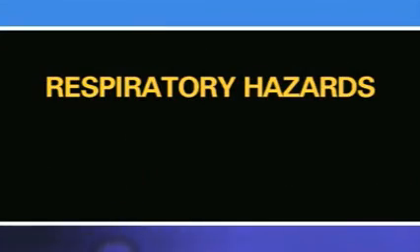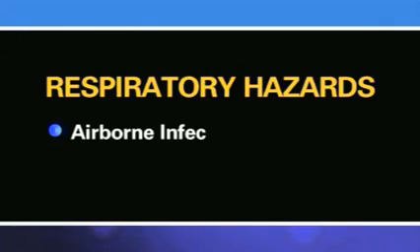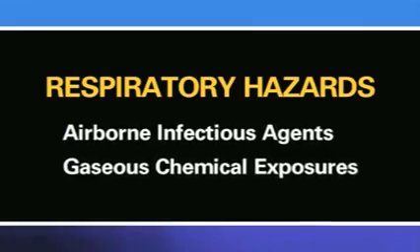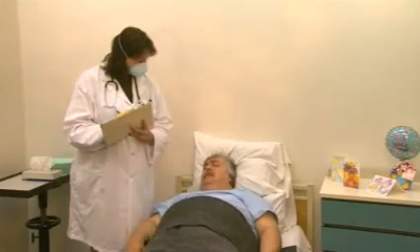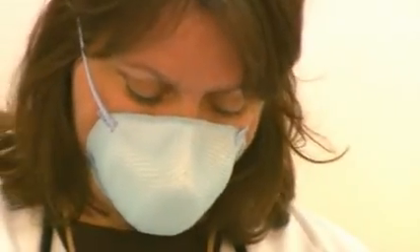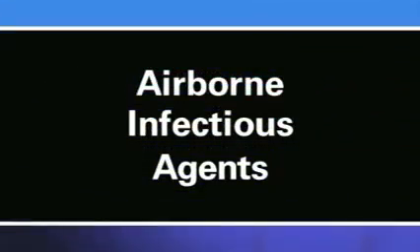There are two primary types of respiratory hazards in healthcare settings: airborne infectious agents and gaseous chemical exposures. Let's take a look at these two types of hazards, the ways workers might be exposed to them, and how they can be protected from them. First, let's look at airborne infectious agents.